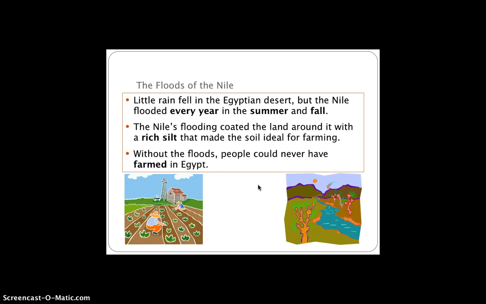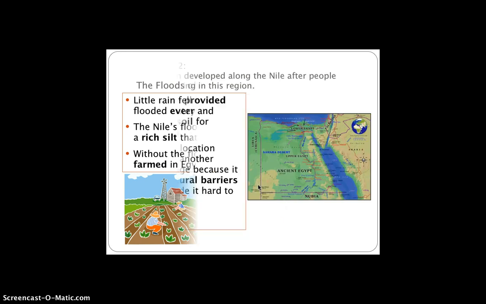This rich silt made the crops more plentiful, made the farmland more plentiful, made it where farmers would want to plant crops around the Nile River. Without the floods, it would simply be just a desert area, an area where you could never have farmed in Egypt. So due to these floods, it made farmland that much more prominent around the Nile River.